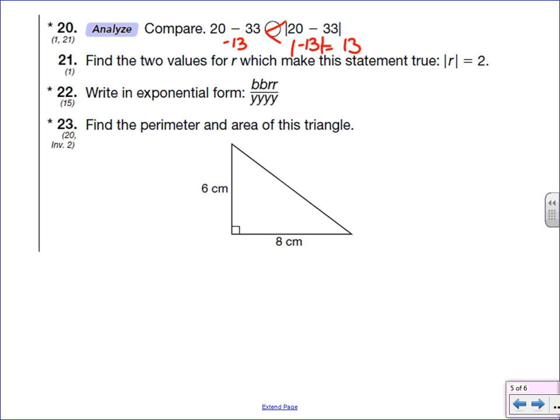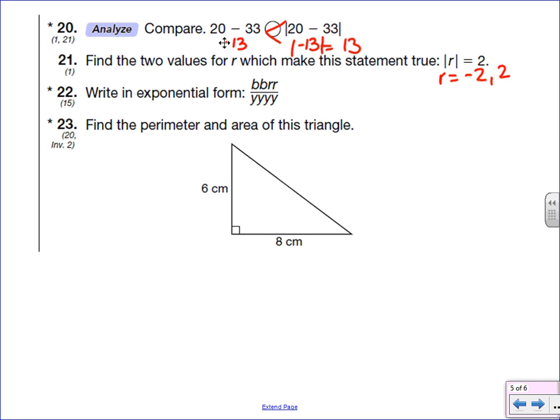Find two values for r which makes this statement true. The absolute value of that is 2. So this is asking what two numbers are 2 away from 0, while r could either be negative 2 or 2. Those are both 2 away from 0.